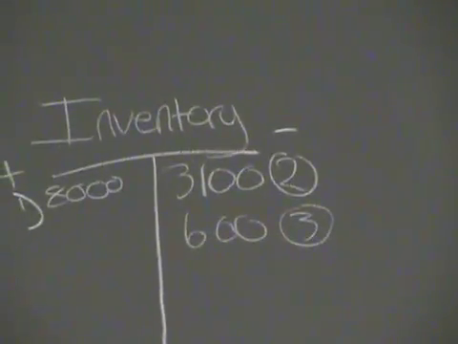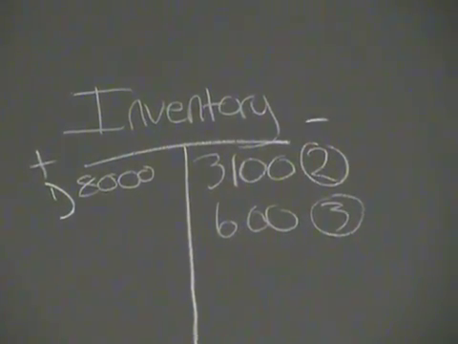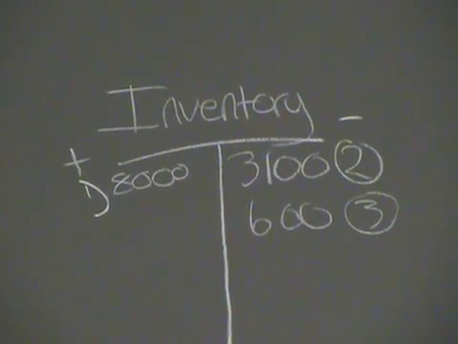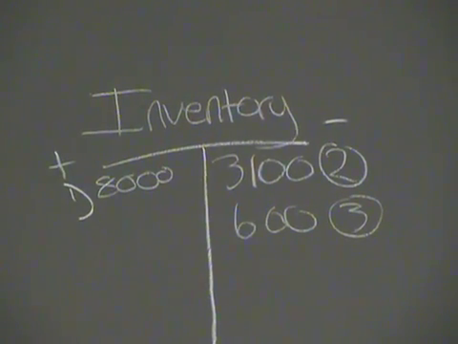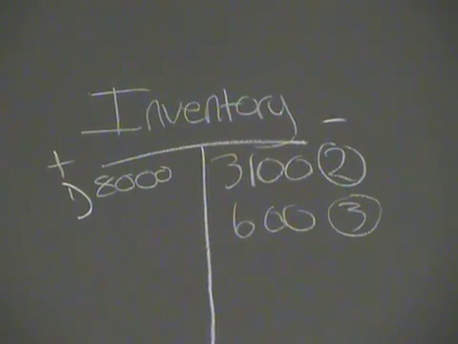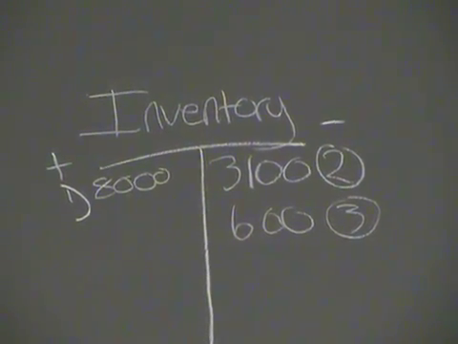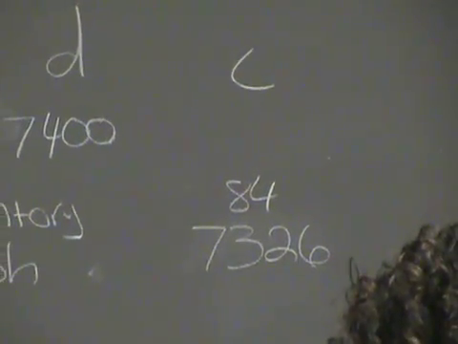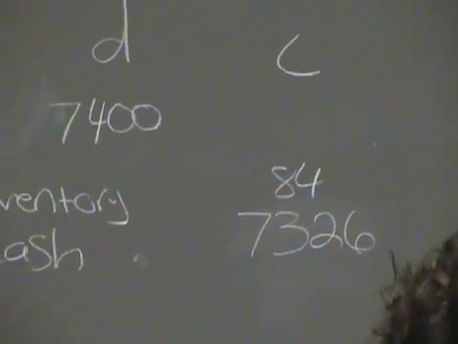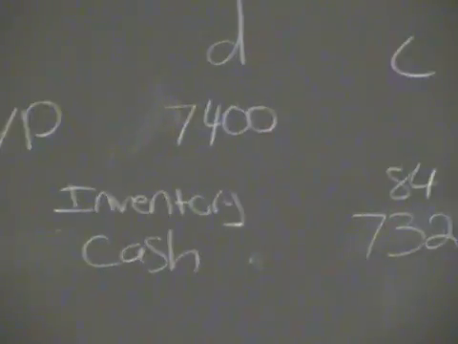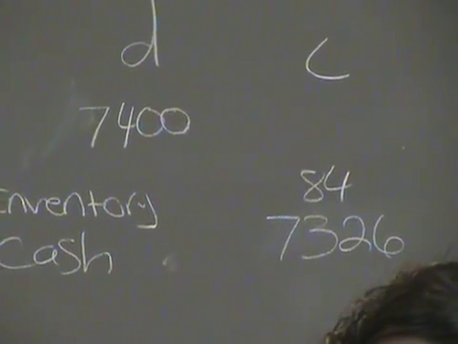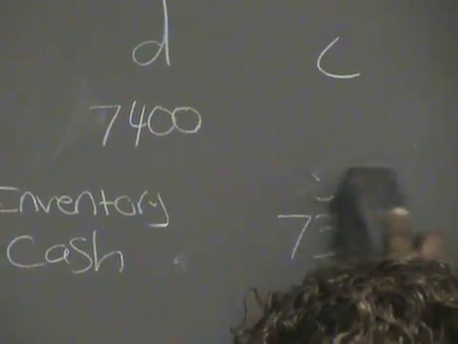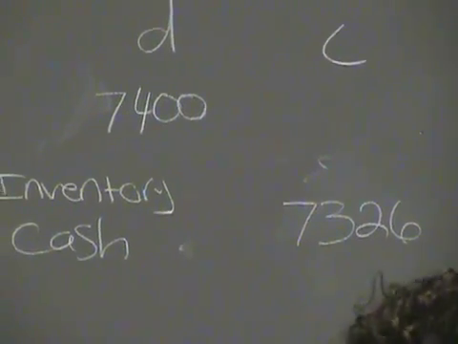Nope, it was 8,000 minus 600. See, we bought it for 8,000 in entry 1. In entry 3, I sent back $600 of inventory, so it was on the books for 7,400. But guess what? I only paid 73.26. So I have to reduce inventory by $74. If I don't, it would be wrong. She's right, 74. Good thing she caught it.